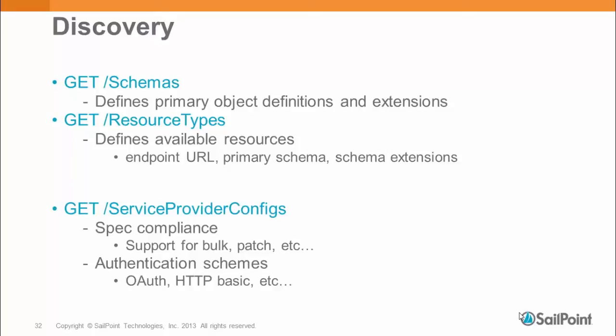So they're broken up into kind of two categories. The one down below is service provider configs. This is very similar to the root DSE on an LDAP server. It provides information about what the server supports. So it's going to give you things about is filtering supported, is patch supported, there's some optional things like bulk, is bulk supported, what sort of authentication schemes do you support?